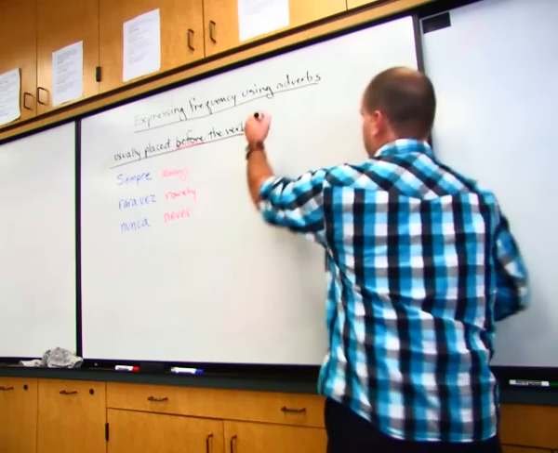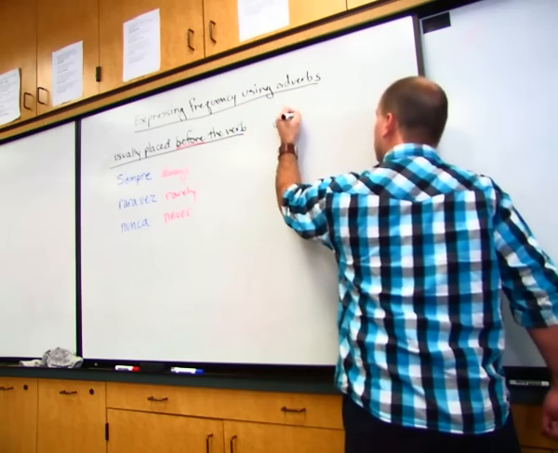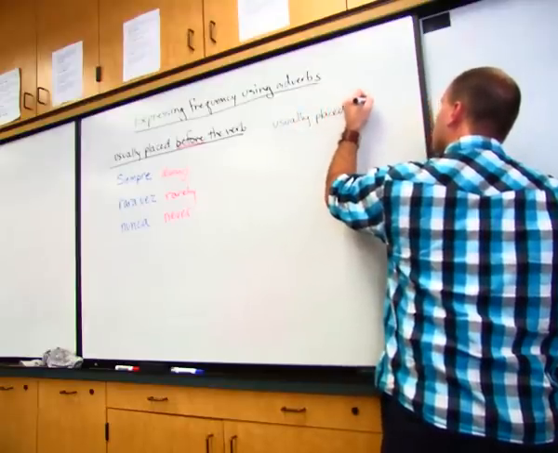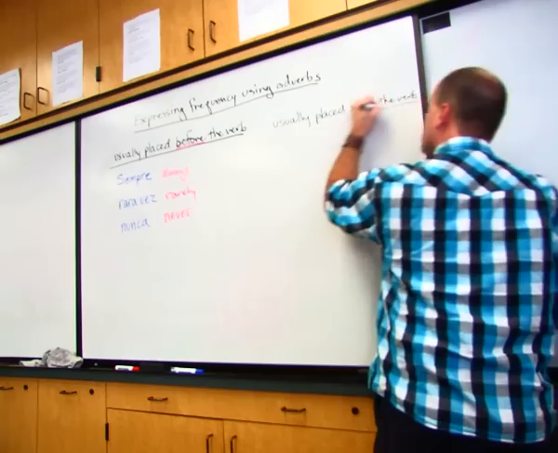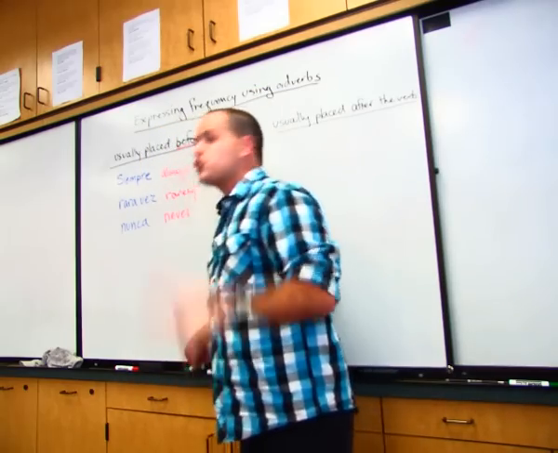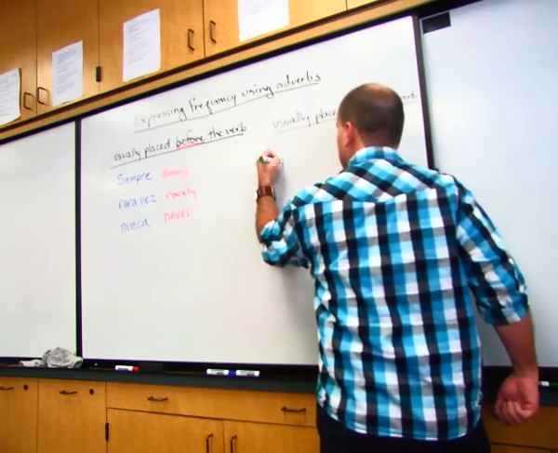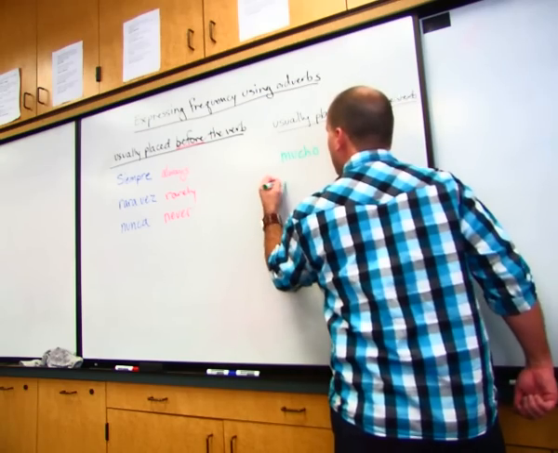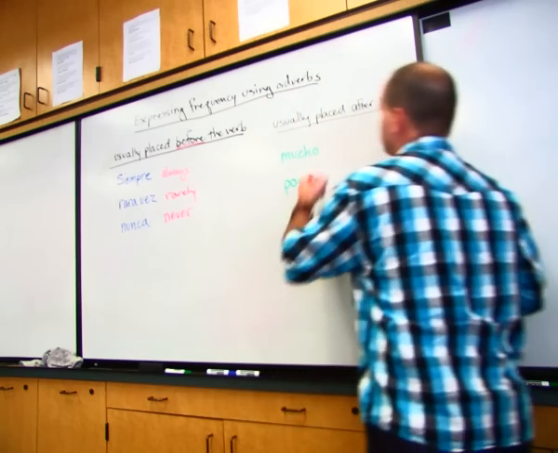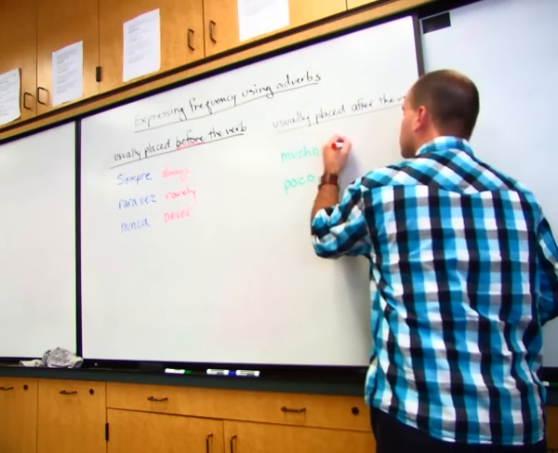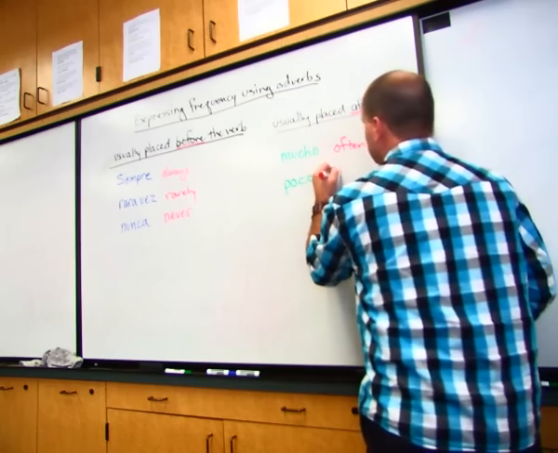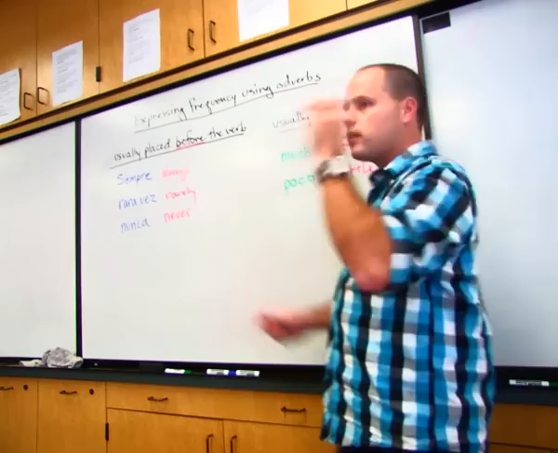What do you think our next category is? Usually placed after the verb. Okay. There's two of them. Mucho and poco. What does mucho mean? So often or a lot. Okay. And poco? Little or a little bit.